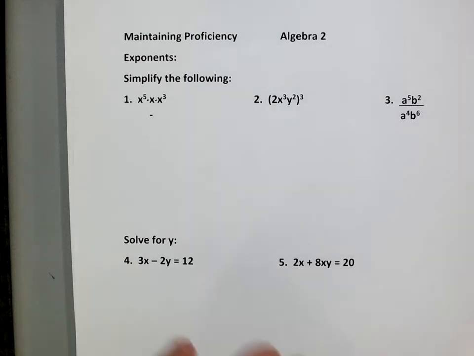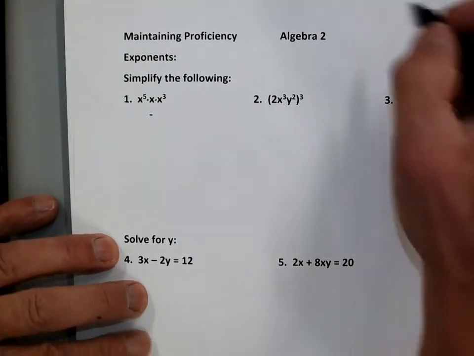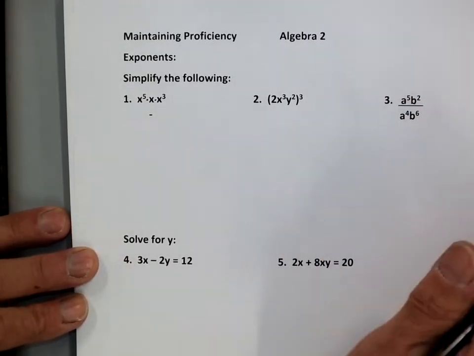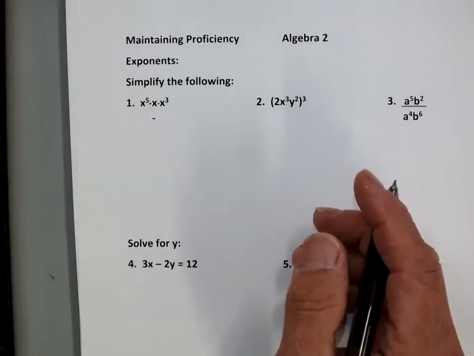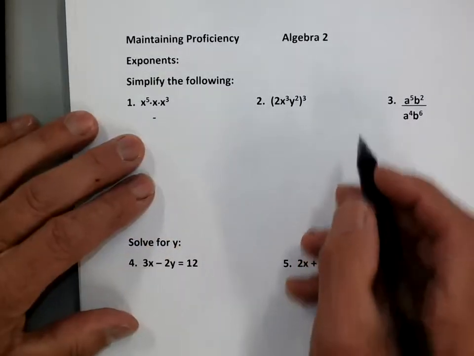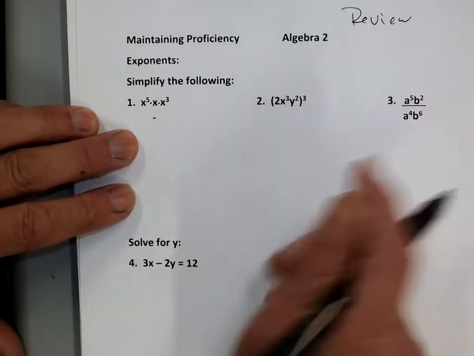Hey, good morning, everybody. If today is Thursday, then it's going to be a test for first period. And if it's Friday, a test for fourth period. But this assignment needs to be done by both periods on the non-test days. So it's kind of like a little bit of a review. The book calls it maintaining proficiency.